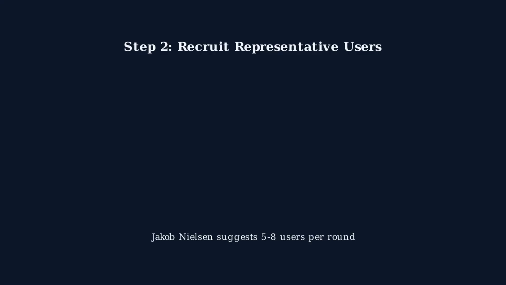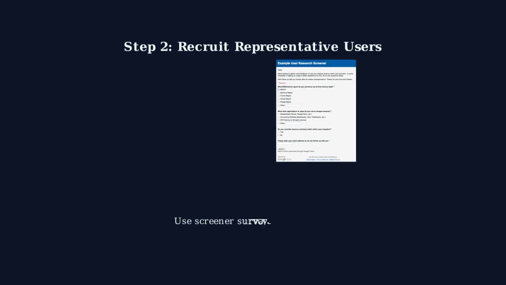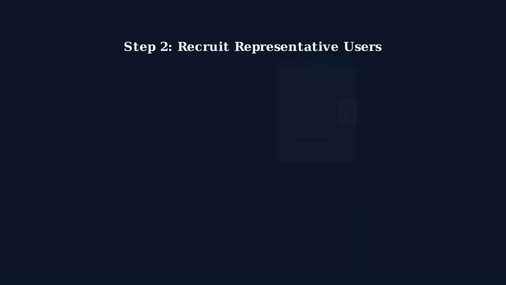Jakob Nielsen, a pioneer in usability, recommends testing with just 5 to 8 users per round. This sweet spot catches most major issues without wasting time on diminishing returns. To avoid bias, use screener surveys that filter for the right participants. Ask about their background, habits, and experience to ensure they match your audience profile. The goal is simple. Observe real users, the everyday people who will actually use your product as they struggle or succeed at the tasks you've set. Not tech experts who might breeze through everything.